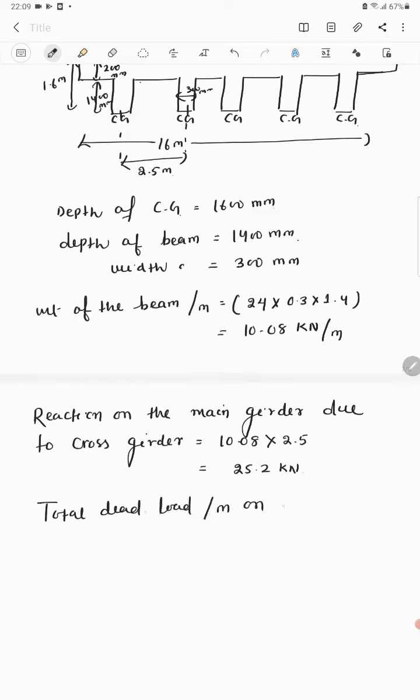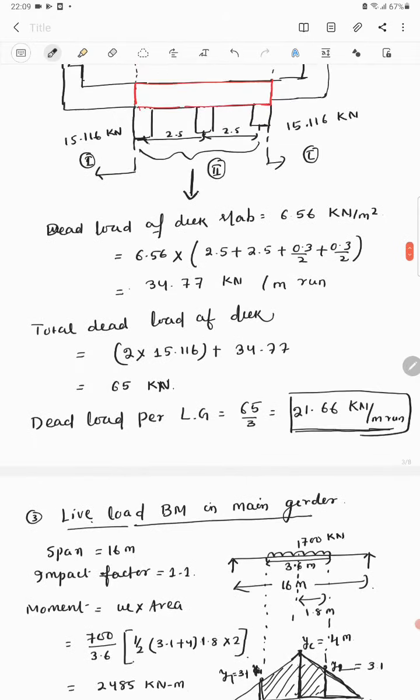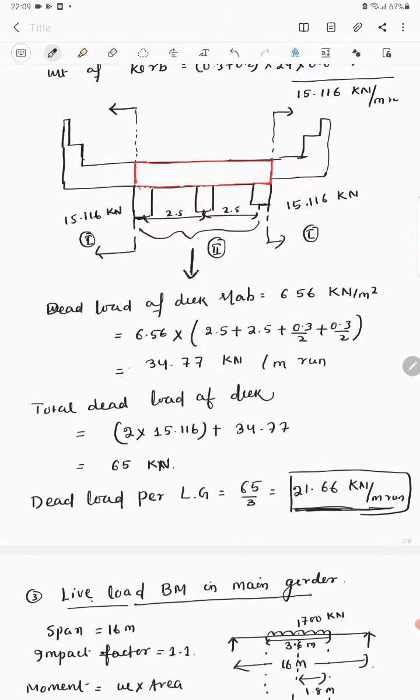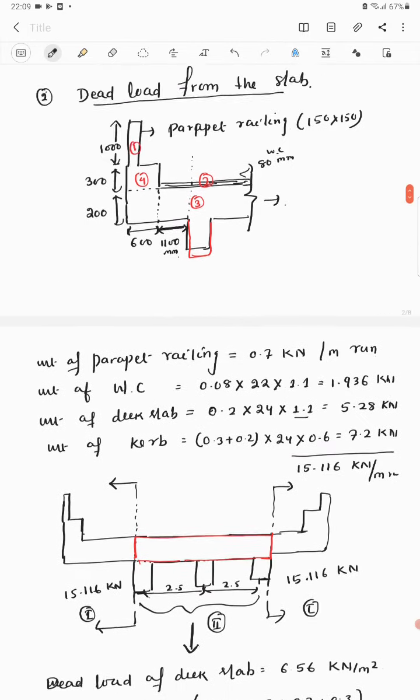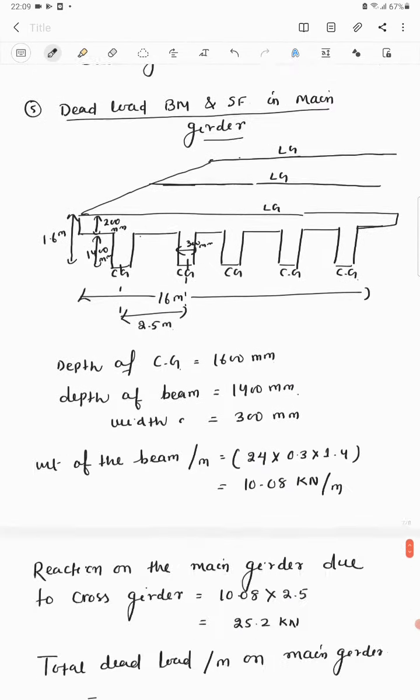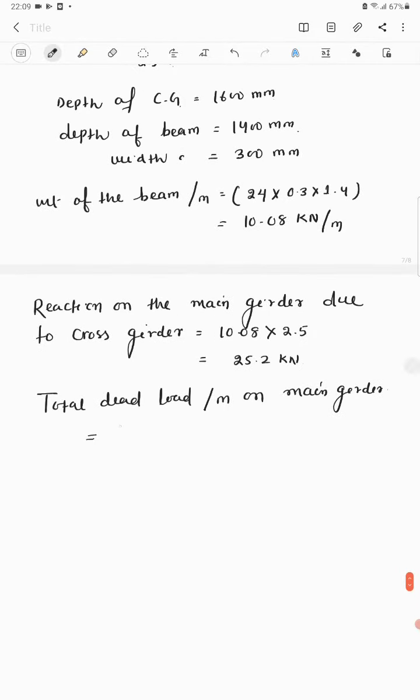Per meter on the main girder or the longitudinal girder, that will be your slab weight. We have calculated previously 21.66 kilonewton per meter. This is the dead load per one single longitudinal girder due to the weight of the slab. So this is equal to 21.66 kilonewton per meter plus 10.08 kilonewton per meter. This is due to the deck slab and this is due to the cross girder.